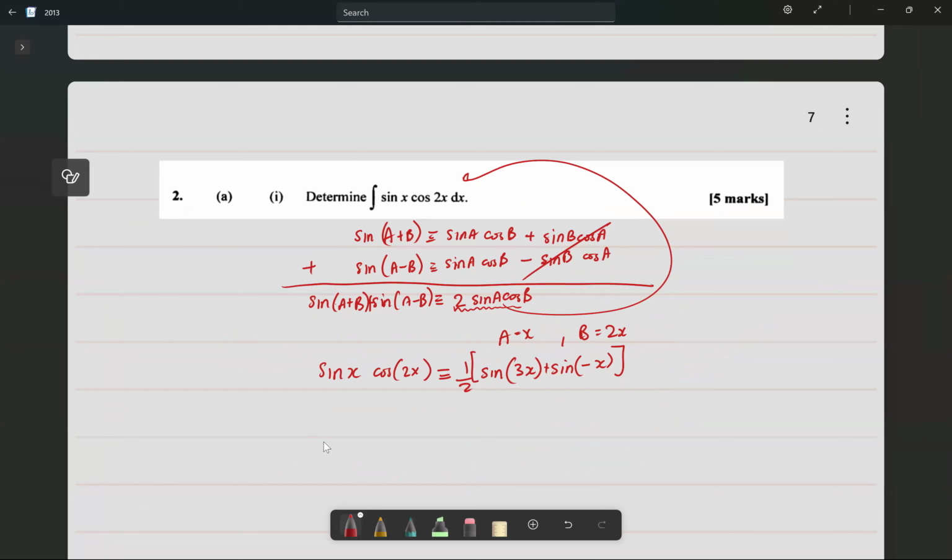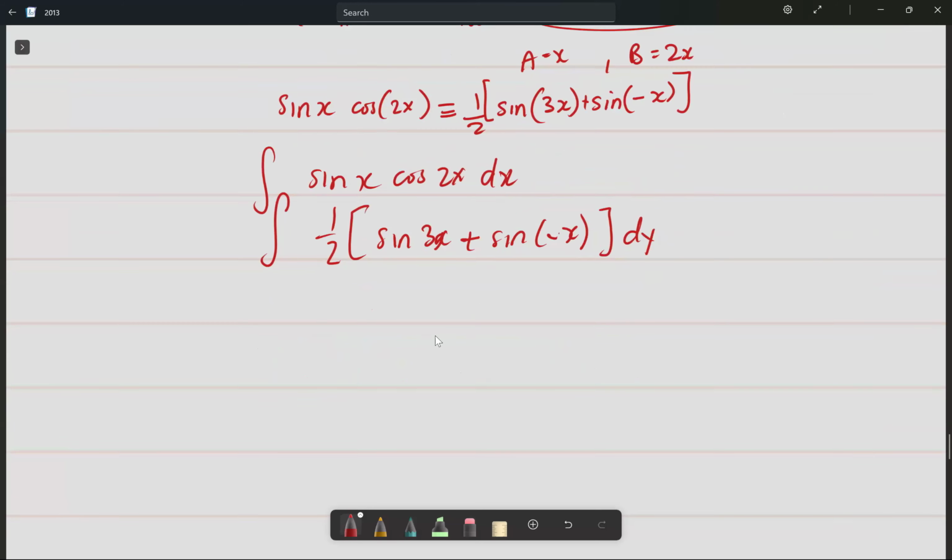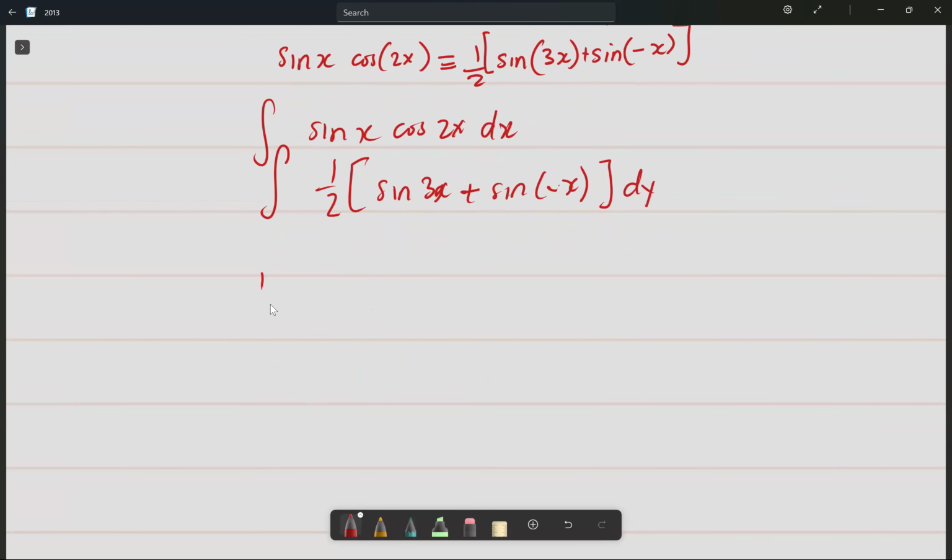So we're going to have the integral of sine x cosine 2x dx is the same thing as the integral of a half sine 3x plus sine negative x dx. The reason I do that is because you cannot integrate a product like this. Instead, it would be so much better if it was a sum, because you can integrate them individually. So bring the half outside, we have a half integral sine 3x plus sine negative x.